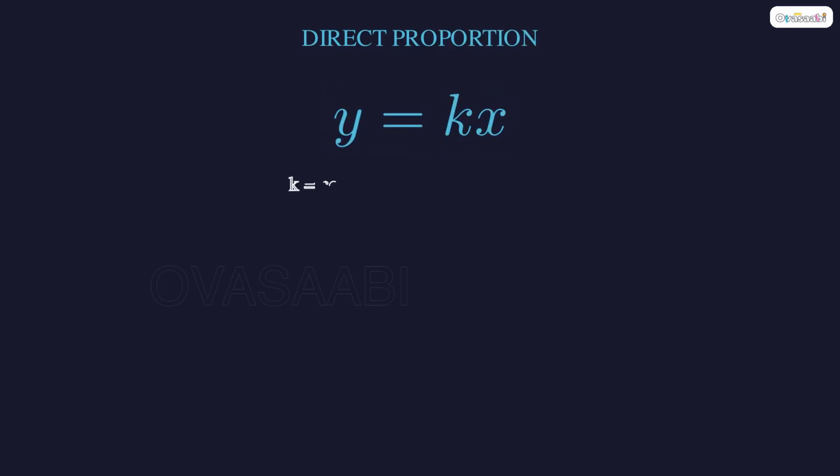When 2 quantities grow together at the same rate, they are directly proportional. We write y = k × x, where k is the coefficient of proportionality.